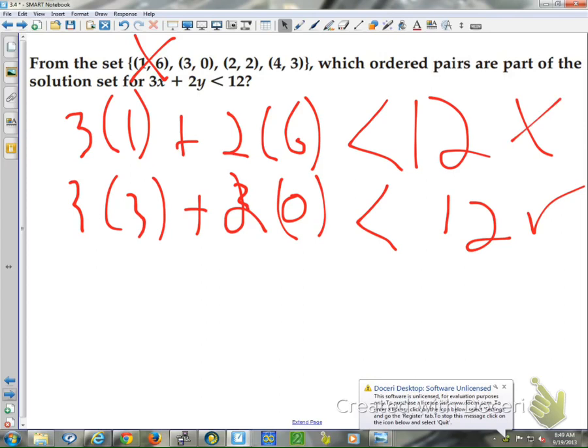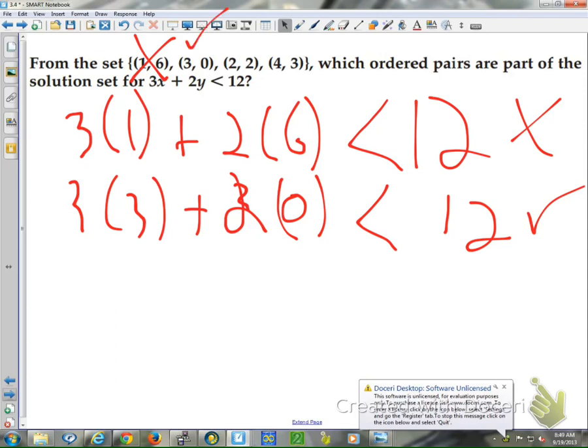Before we go on to the next two coordinates, raise your hand if you have a question about where I'm getting these equations. Are you just plugging in the ordered pairs? Yes, I'm plugging in x and y into that equation right there. That's exactly what I'm doing. So, first one worked, second one didn't.